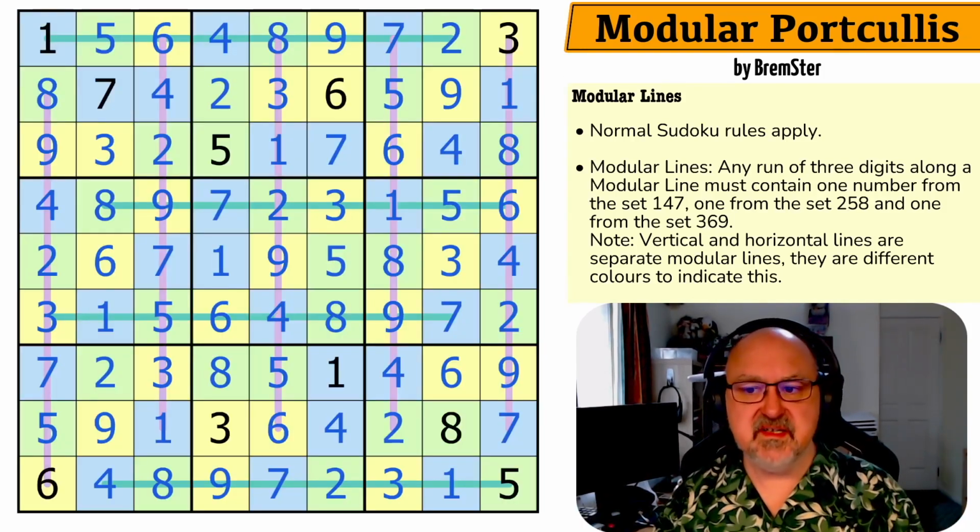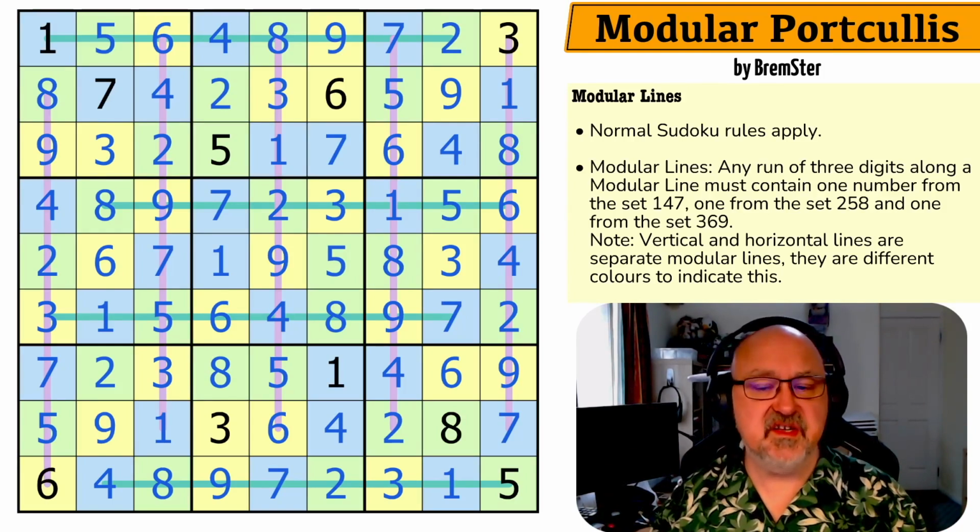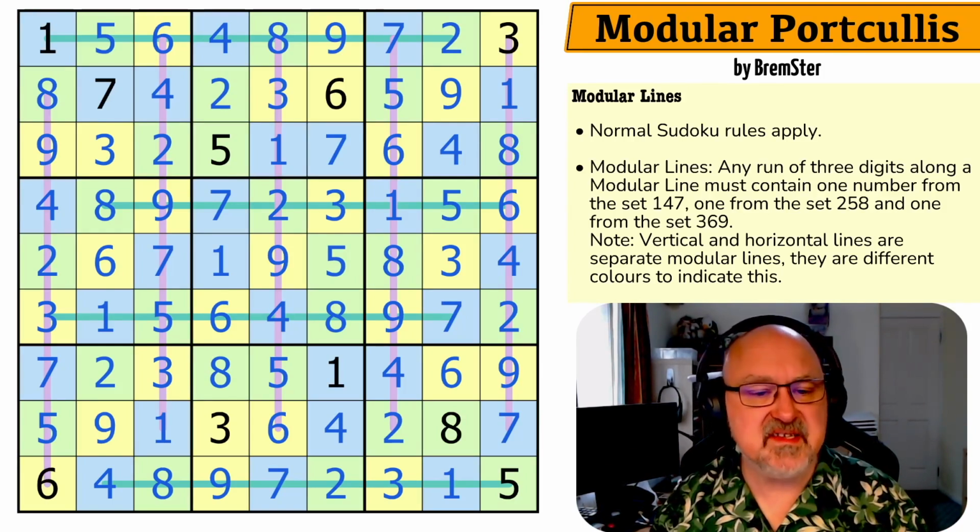Not a very hard one today. As I said, this was basically just me playing around with modular lines and having some fun.